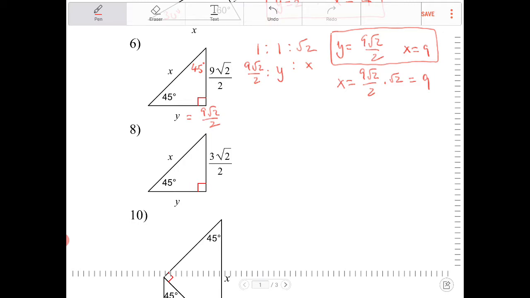Very similar. Y is equal to 3 radical 2 over 2. And since I'm dealing with a 1, 1, radical 2 triangle, or 45, 45, 90 triangle, I'm multiplying all the sides by 3 radical 2 over 2. So x will equal 3 radical 2 over 2 times radical 2, which will equal 3. Again, y is equal to 3 radical 2 over 2, and x is equal to 3.